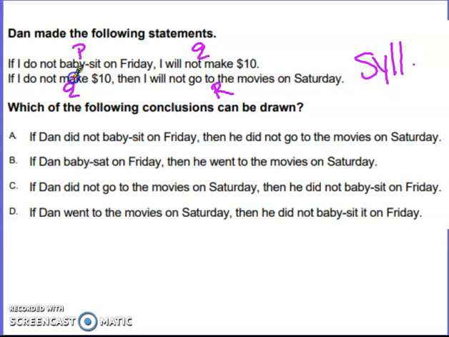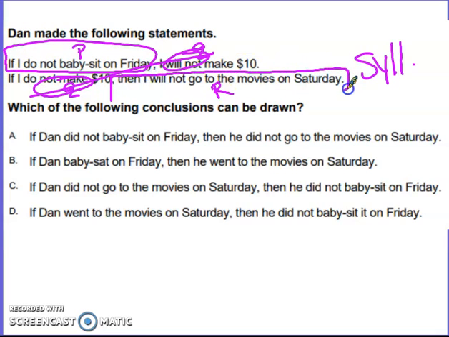Well, I know, since I have my two Q's here and here, that those cancel. So now I'm left with, if I do not babysit on Friday, then I will not go to the movies on Saturday. So if Dan did not babysit on Friday, then he did not go to the movies on Saturday. Syllogism just cancels out the middle terms that are the same, and you keep the two parts that are different.